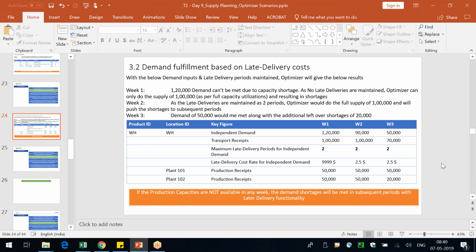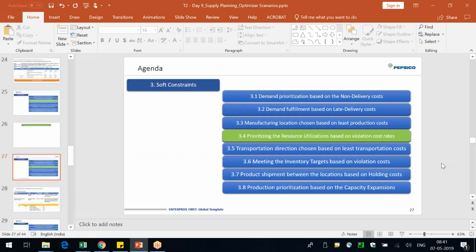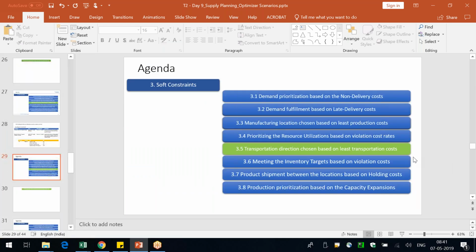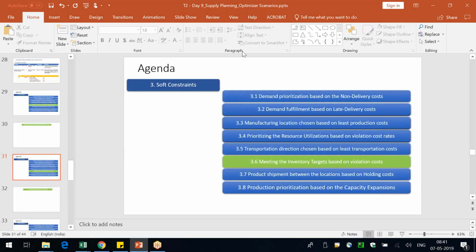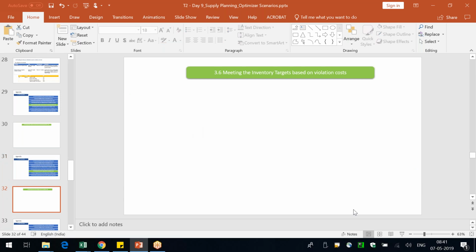So what I'm trying to say here is that every soft constraint has a cost tagged to it. It is up to you to prioritize that cost. You give higher cost rates, the system does the supply plan accordingly. So transportation cost rates, you specify what the cost rate is, and then the system picks the optimal thing. Next, what is one? Meeting the inventory targets based on violation costs. Okay, again there is a violation.